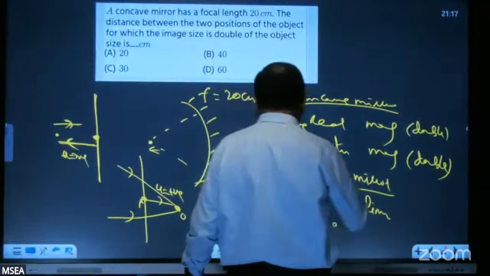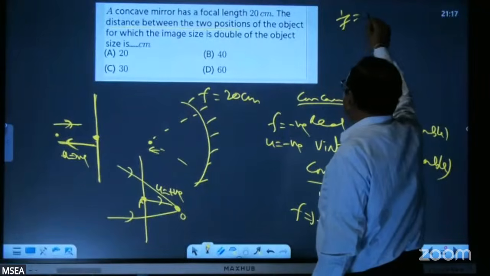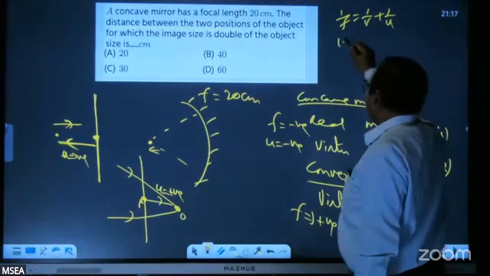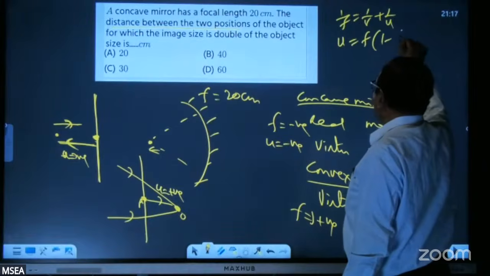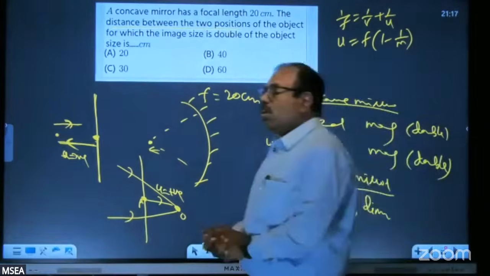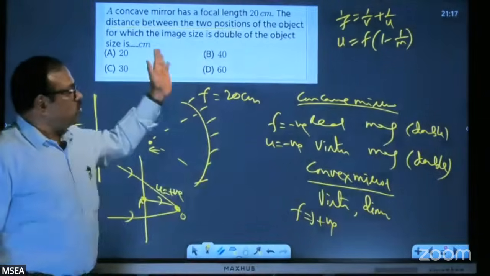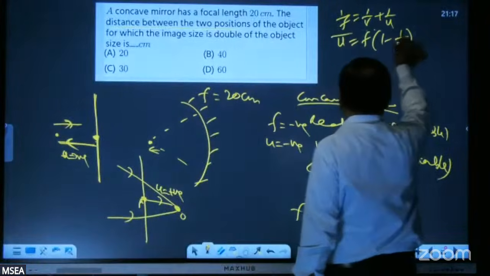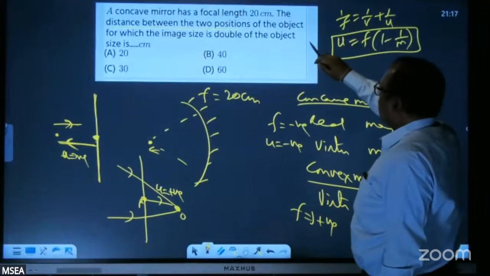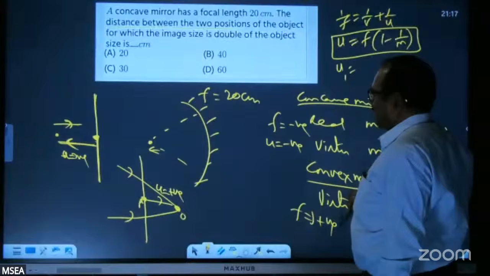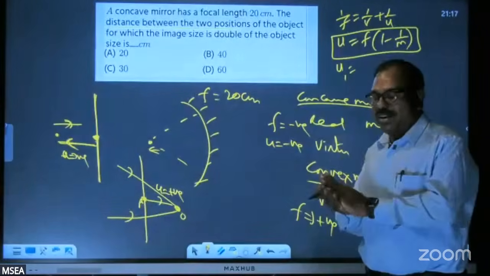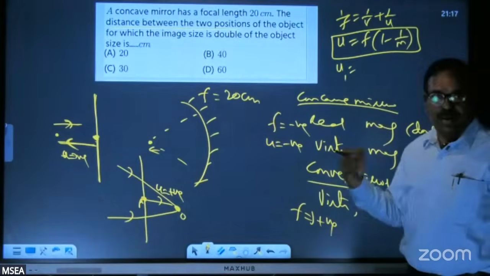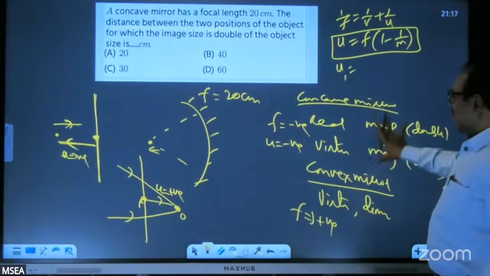Then what is the formula for object distance? You can write 1 by f is equal to 1 by v plus 1 by u. If I multiply with u throughout the equation, I get u is equal to f into (1 minus 1 by m). Using m is equal to minus v by u you can get this formula, but you have to remember this standard formula. U is the object distance, and we get two possibilities: a real image double the size, and a virtual image double the size. So there are two positions.